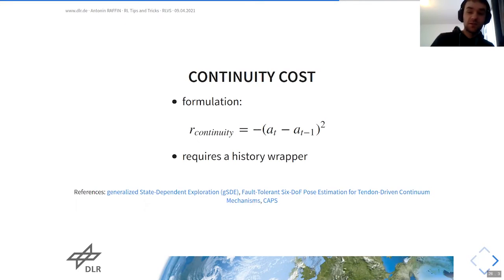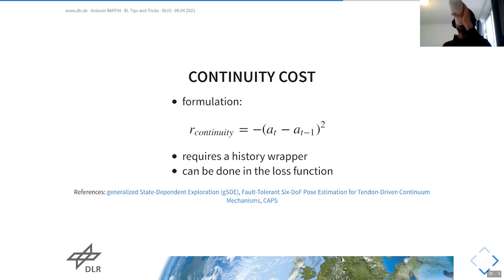And usually this gives you good results, and this is quite general, so you can apply it to many different problems. This reward, as you can see, could also be directly done in the loss function, and that's what a recent paper named CAPS is doing. So instead of including that term as a reward, it's included directly as an auxiliary secondary loss when optimizing the policy. And for this continuity cost, again, you need to be careful, because if you give it too much weight, your robot will end up doing nothing, because to minimize this cost, you just need to output a constant action.